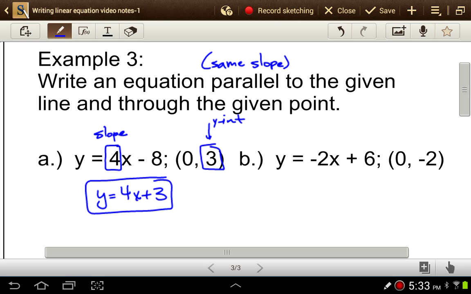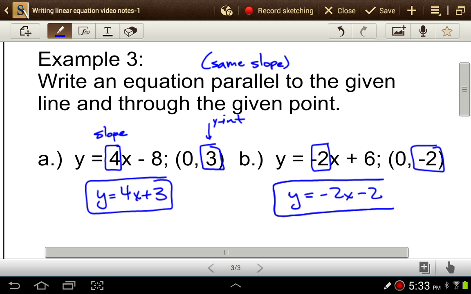For B, here's my slope, here's my y-intercept. Y equals negative 2x minus 2. Again, plus negative 2 would be fine also. So you just got to use those to find your slope and the y-intercept. Every problem we're doing is finding the slope and the y-intercept. Okay, I'm going to move on to my last example.